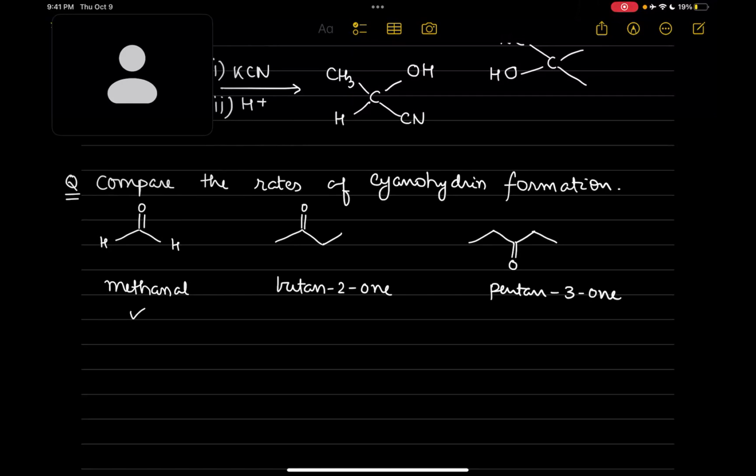If the ketones have two alkyl groups on both the sides, you need to check where the alkyl groups are larger. With a larger alkyl group, the difficulty of addition is going to be more. Am I clear? So in pentan-3-one, if you look, you have the larger groups on both the sides.